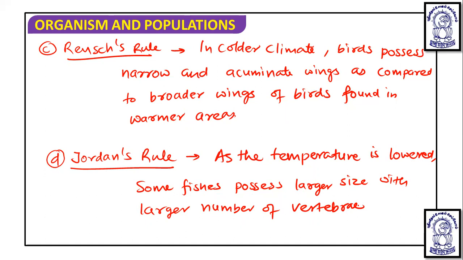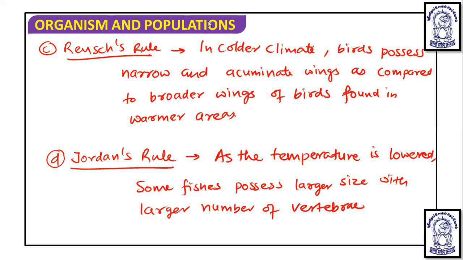Bergmann said that warm-blooded animals, or we can say birds and mammals, have a larger body size in cold climate than in hotter areas. Whereas Rensch said that birds possess narrow and acuminate wings compared to broader wings in colder climate. And Jordan said that as the temperature is lower, some fishes possess a larger size with a large number of vertebrae. So these are the observations seen by different scientists in the case of adaptations.